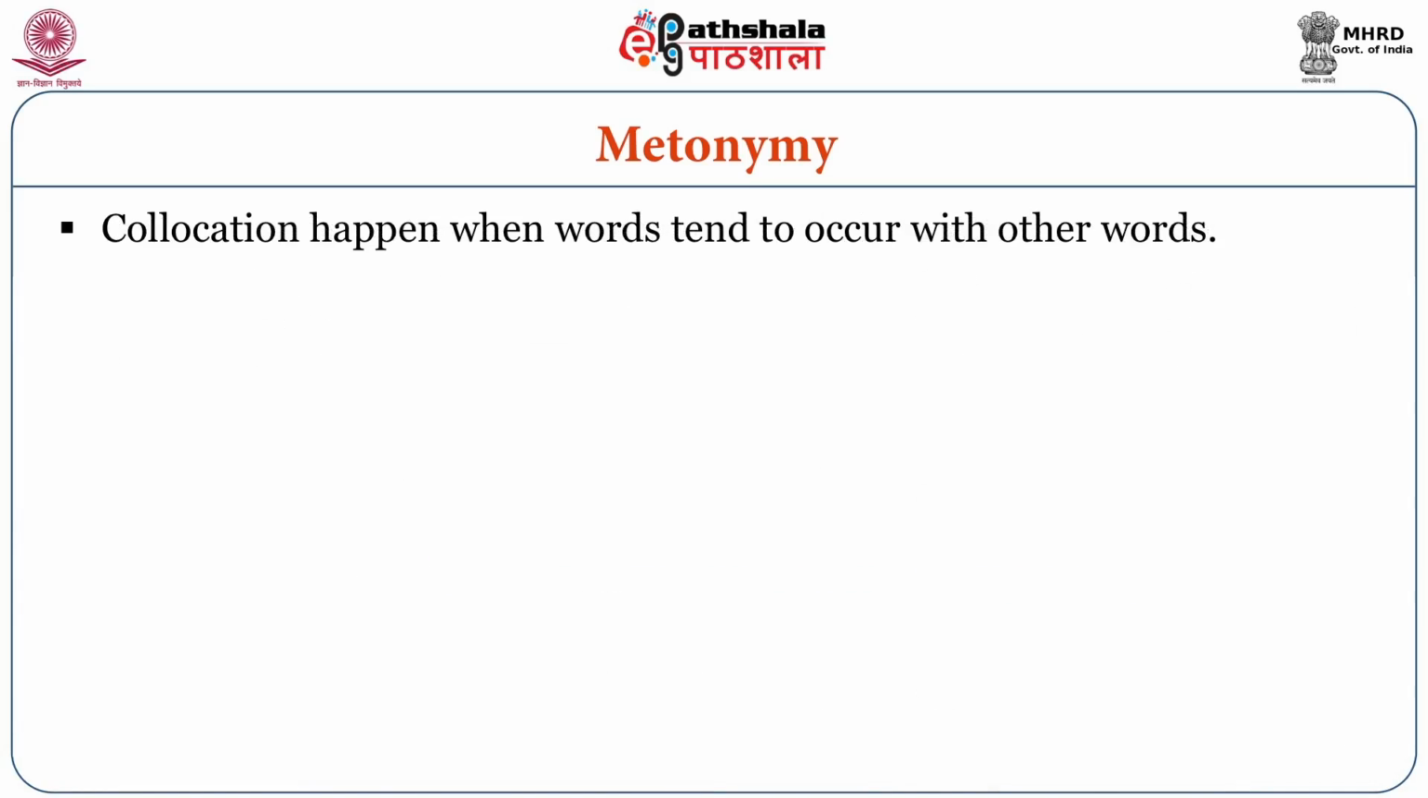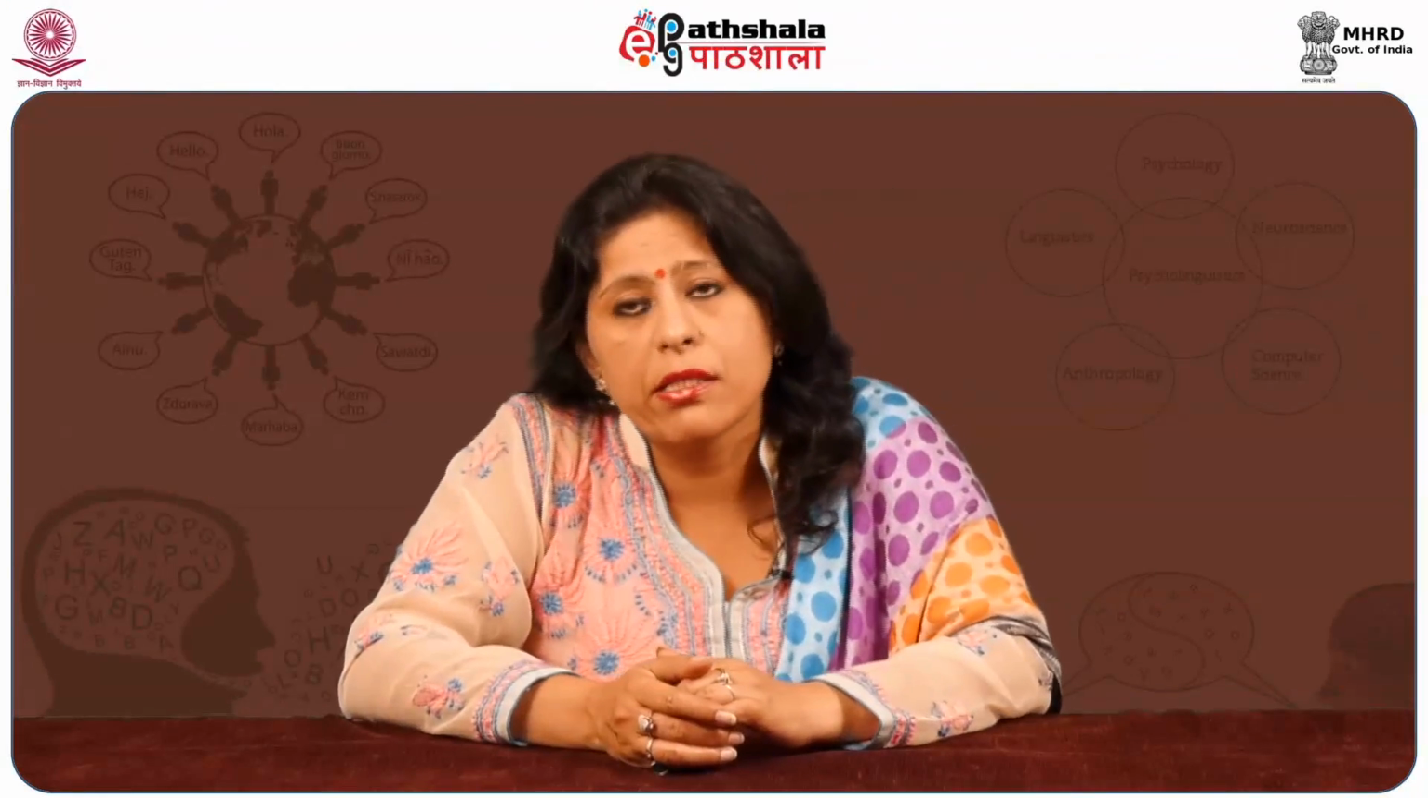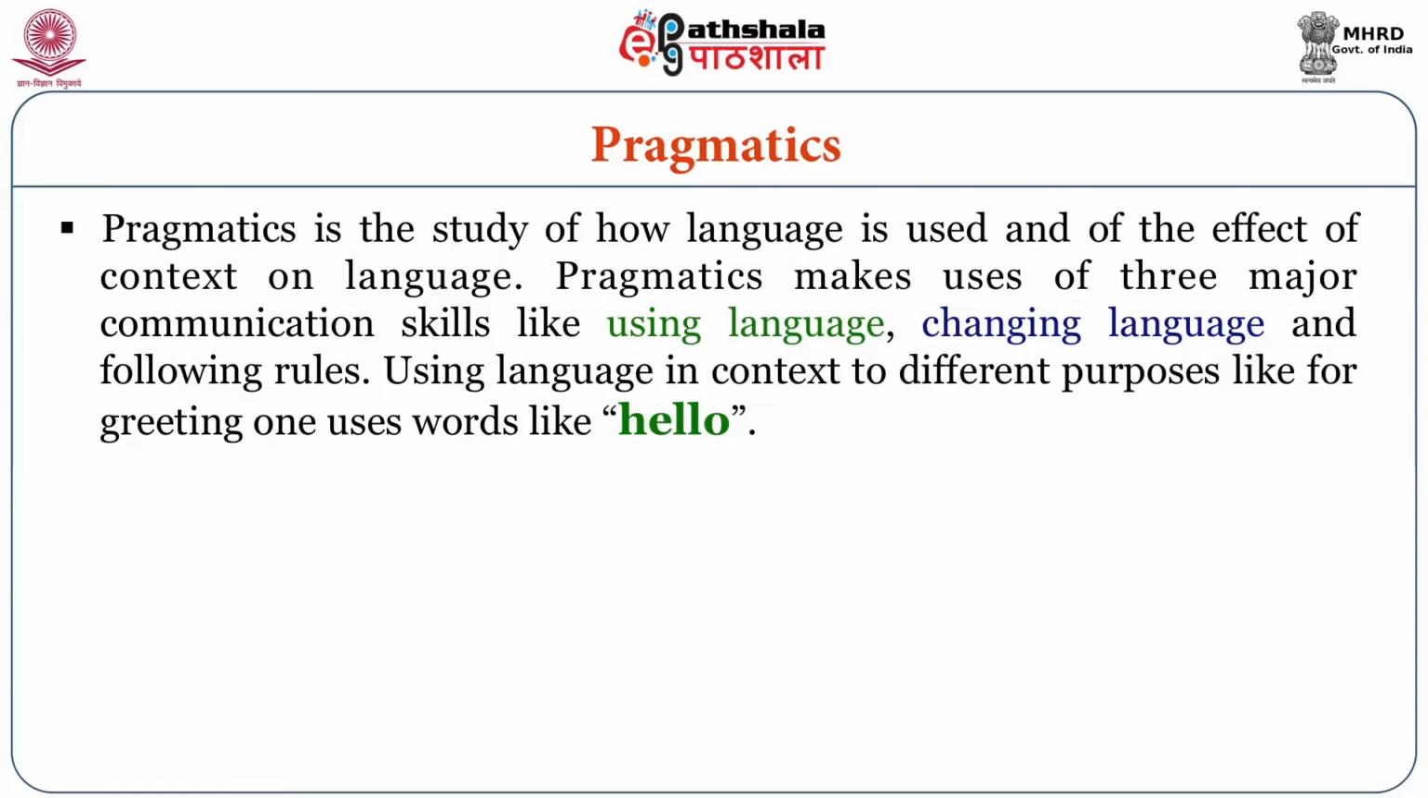Collocation. Collocation happens when words tend to occur with other words, like table and chair, bread and butter, salt and pepper, hammer and nail. They usually come together as a phrase to express something else. That is collocation. Now, how semantics is related with pragmatics, how it is concerned with pragmatics, how it requires pragmatics, that is to be discussed.